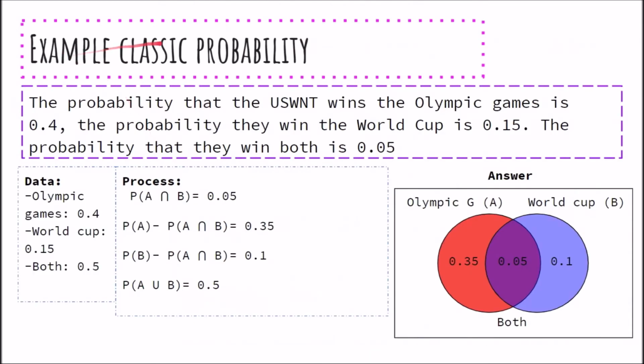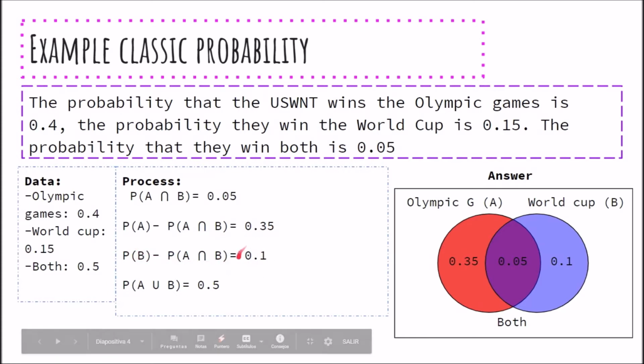Then we have a classic probability example: the probability that the US wins the Olympic games is 0.4, the probability they win the World Cup is 0.15, and the probability that they win both is 0.05. We have data, and the process is P of A intersection with B is going to be 0.05, and to get the other two numbers, it is A minus the intersection between A and B, and the same for event B. You've got 0.35 and 0.1, and the union is going to be A union with B.